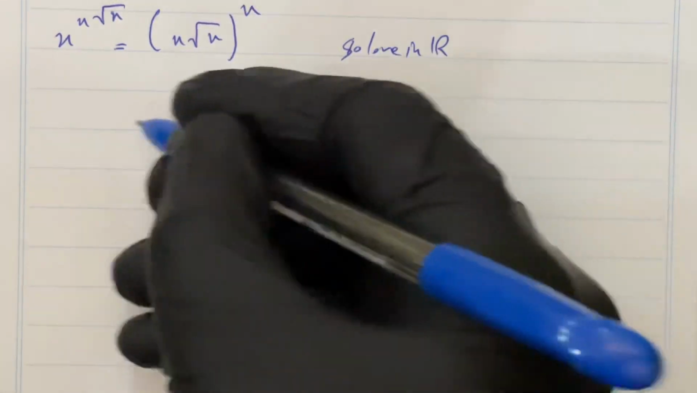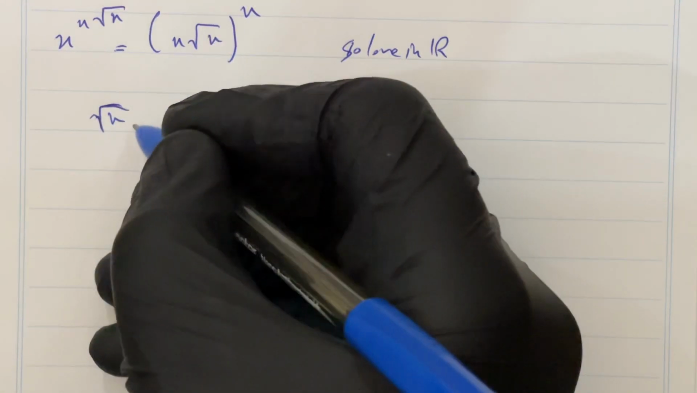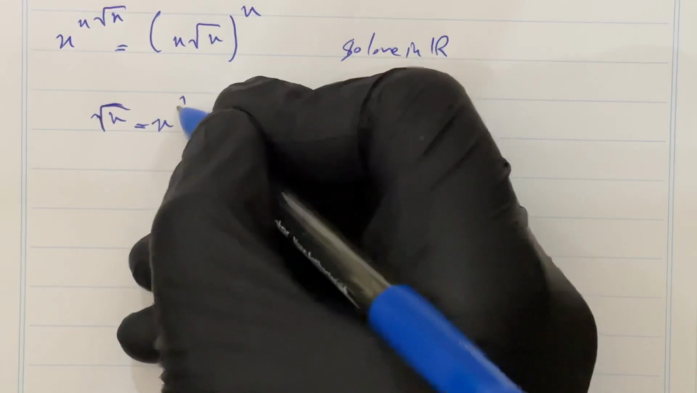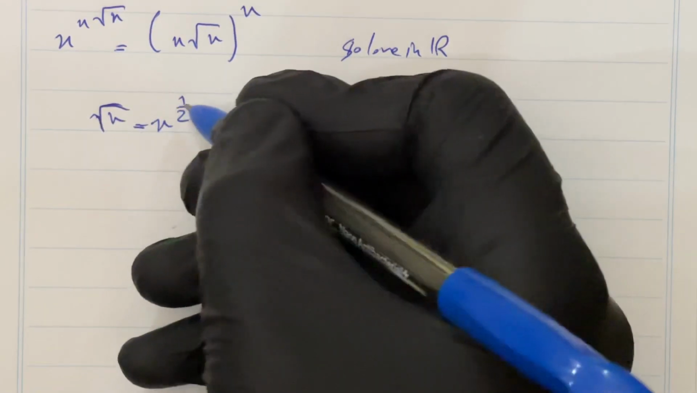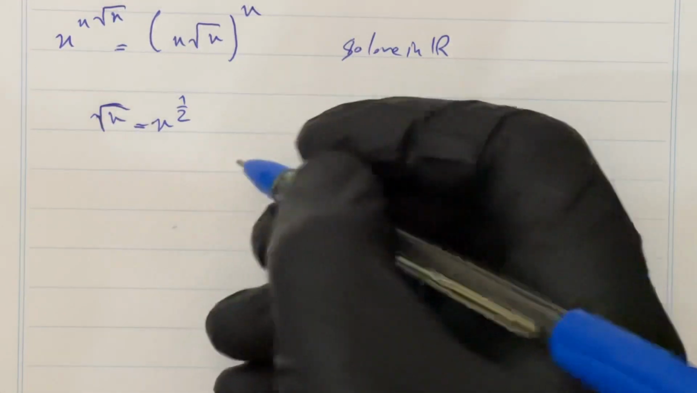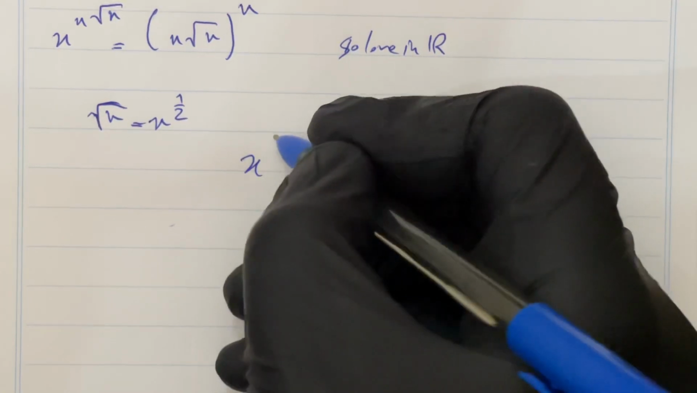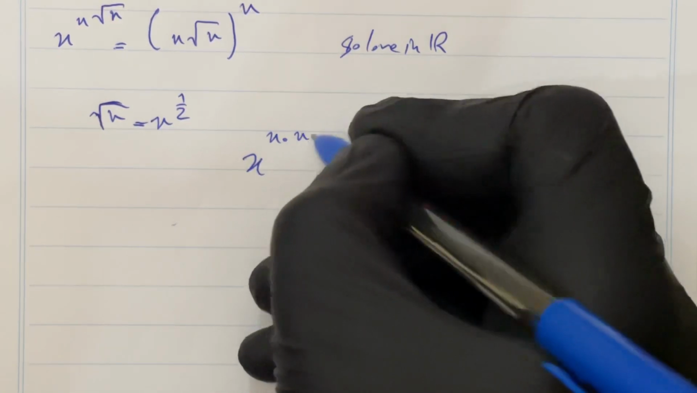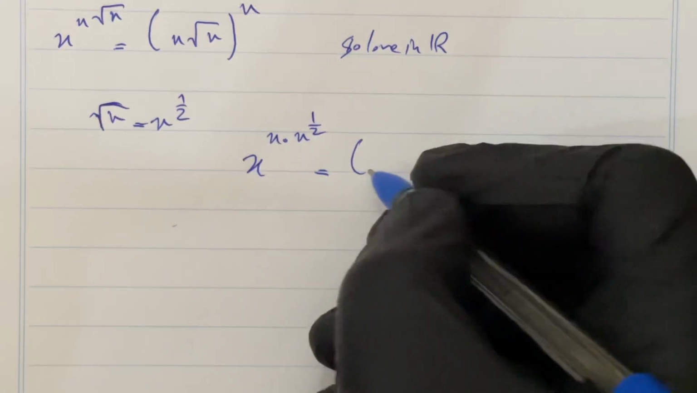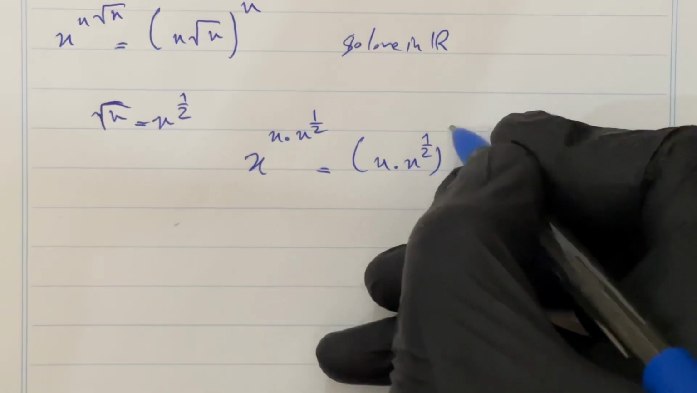We know that radical x, the only trick to this problem, is equivalent to x to the power of 1 over 2. So let's put that here. And we would have x to the power of x times x to the power of 1 over 2 equals, also here, x times x to the power of 1 over 2, to the power of x.